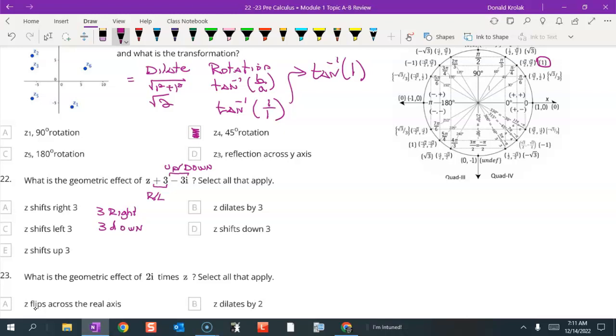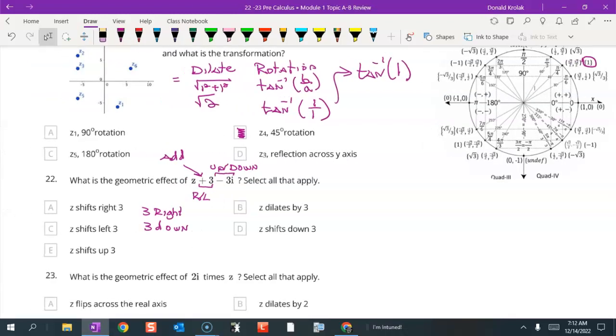So you're not multiplying by this, you're adding it. So that's why it just slides. It doesn't rotate and dilate. So this thing's going to go 3 right and 3 down.